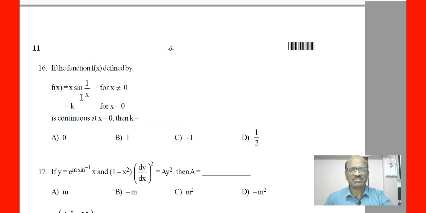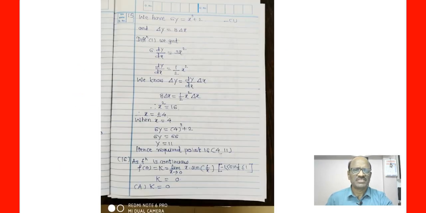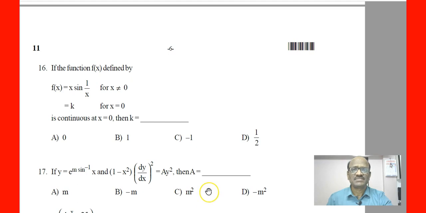It's again a very simple question. Now let's see the answer of this question. As the function is continuous, f of 0 is equal to k, which is the limit as x tends to 0 of x into sine of 1 upon x, and the values lie between minus 1 and plus 1. Therefore that is 0 into minus 1 and into plus 1. It becomes 0 and k is equal to 0, and hence option A is correct. Now see the next.